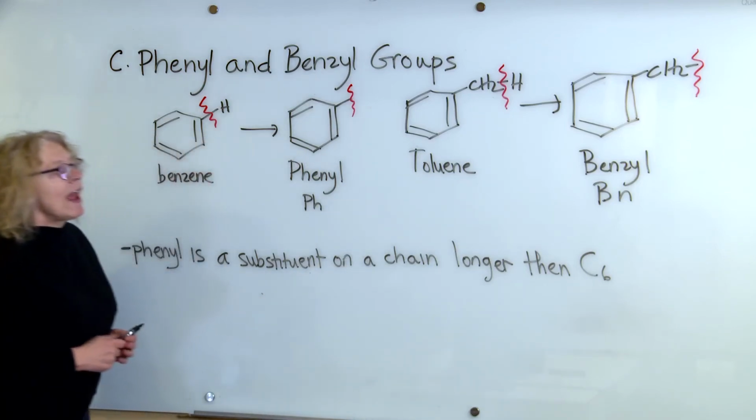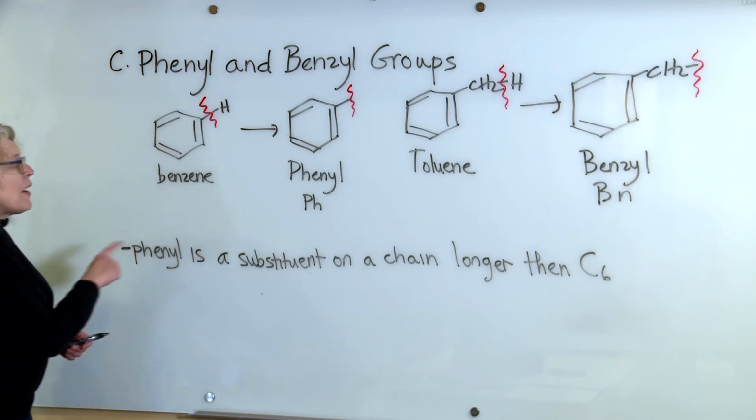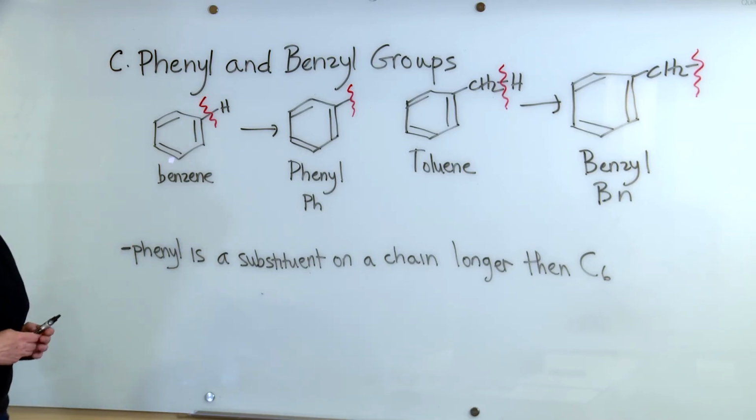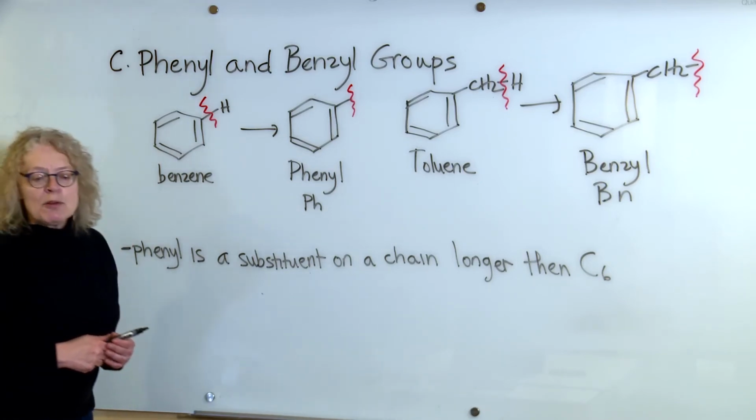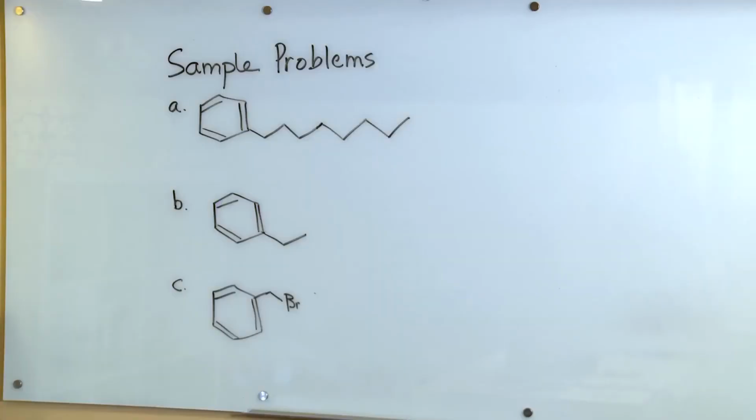A place where you might find phenyl being used as a substituent is, for instance, if you have a long alkane chain and you have a benzene group attached, then the phenyl becomes a substituent if that chain is longer than 6 carbons long. Pause and try these problems, then we'll solve them together.